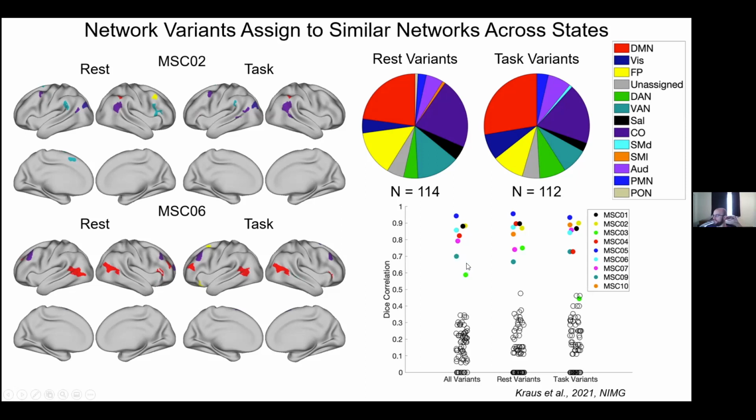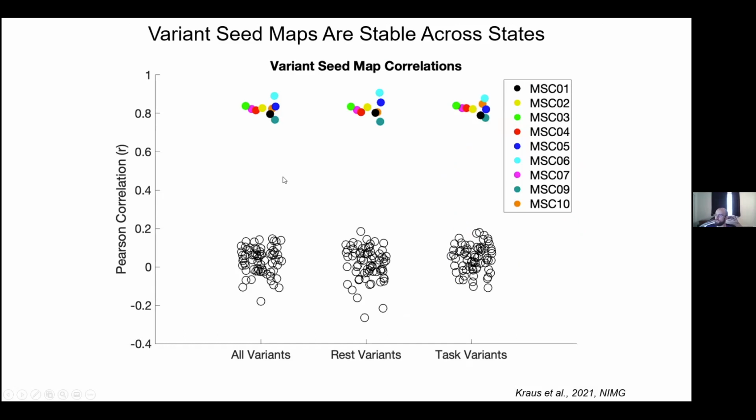And what you can see here is that you end up with an average of about 0.7, or 0.8 more like, in dice correlation. So that's the amount of times that they assign to the same network, and this is also pretty stable. You'll see that MSC03 has a little bit lower values here. They had a low number of variants overall, they only had like 3 or 4 in task, so this is probably reflecting noise. This is most likely noise from just the thresholding operation here. What we also did was we looked at the seed map correlation.